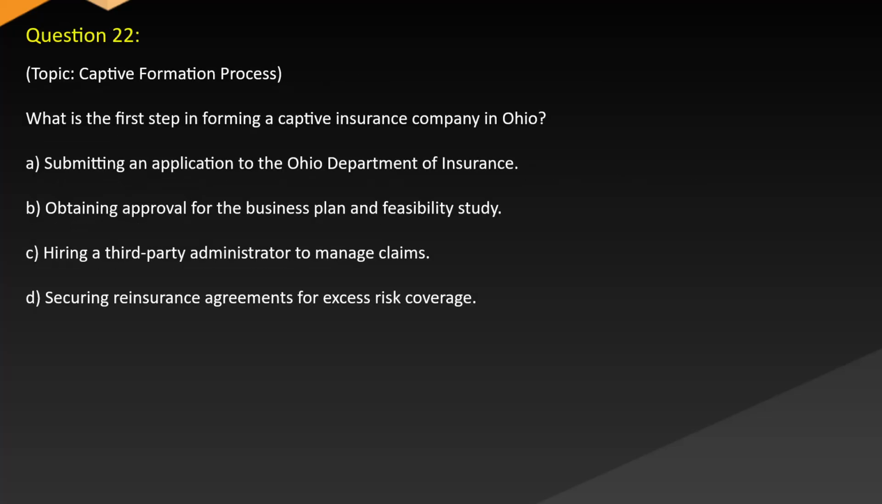Question 22, topic: Captive formation process. What is the first step in forming a captive insurance company in Ohio? A. Submitting an application to the Ohio Department of Insurance. B. Obtaining approval for the business plan and feasibility study. C. Hiring a third-party administrator to manage claims. D. Securing reinsurance agreements for excess risk coverage.